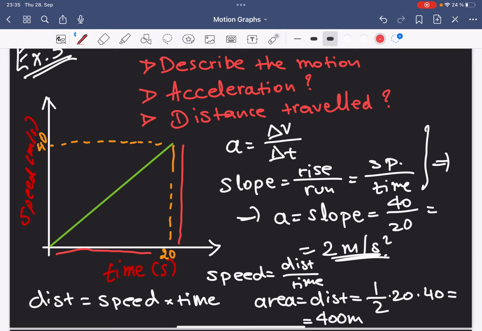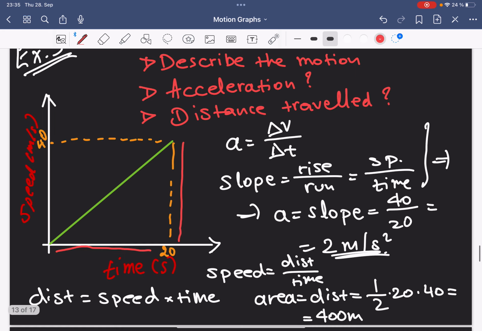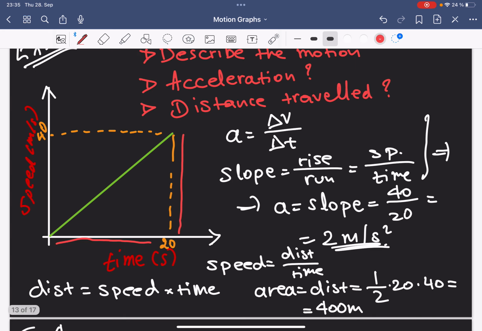But there is more information hidden here. Speed we defined as distance over time, and distance is speed times time.